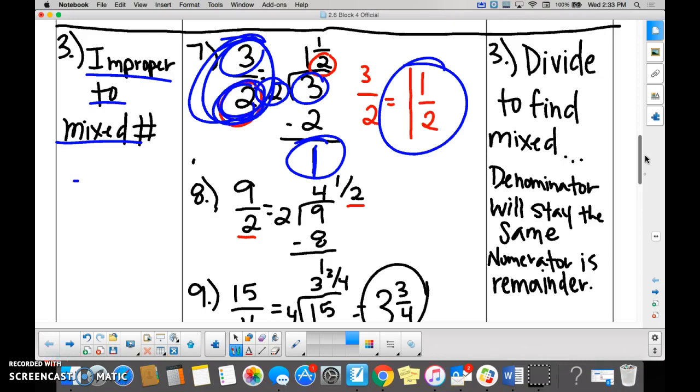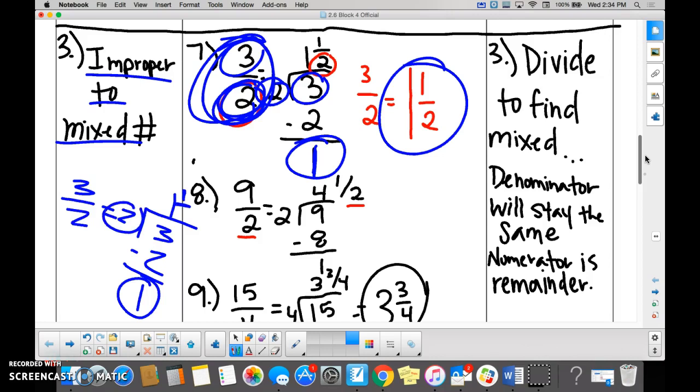Denominator, right? So I'm going to make this a little bit more clear because that's really ugly here. I have 3/2. What number goes inside the division box? What number goes outside? 2. Does 2 go into 3? How many times? What's 1 times 2? 2. What's left over? 1. Now, we used to say 1 remainder 1. Do we do that anymore? No. So we take our 1 and we put it in the numerator of a fraction following that whole number. And the denominator is going to be what? 2, the same as it was when you started with an improper. So it's 1 1/2.